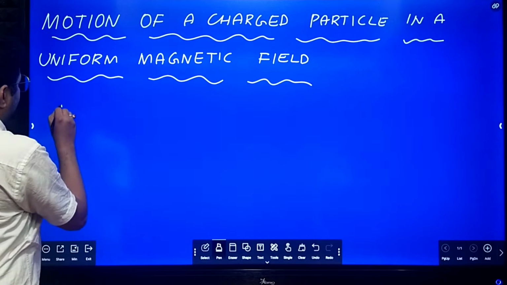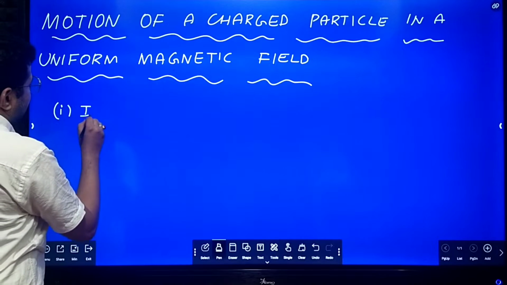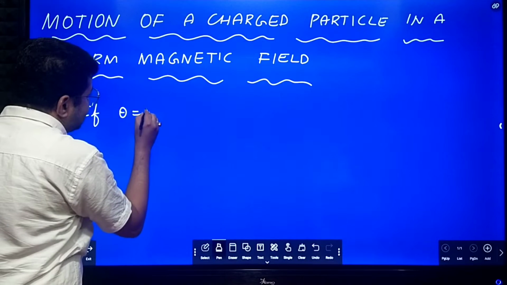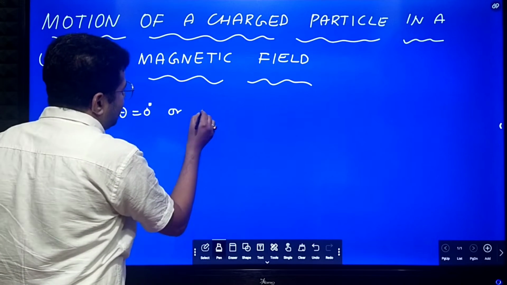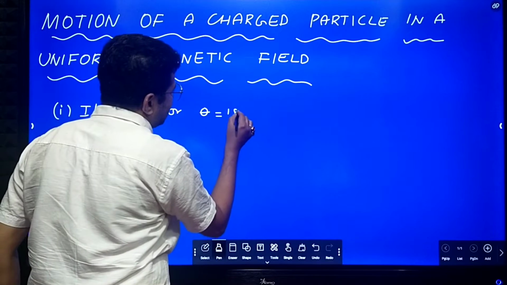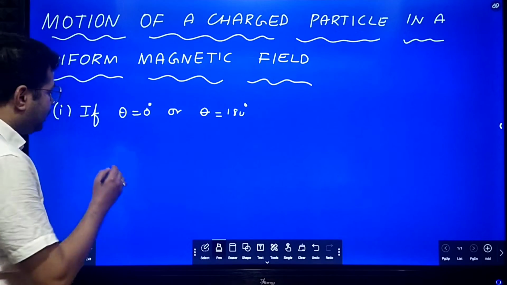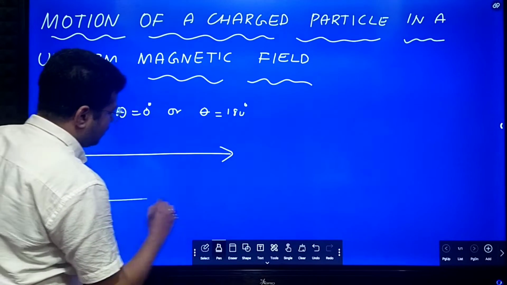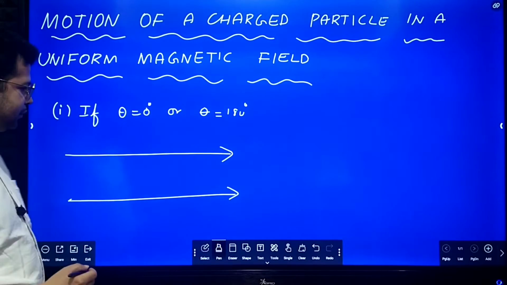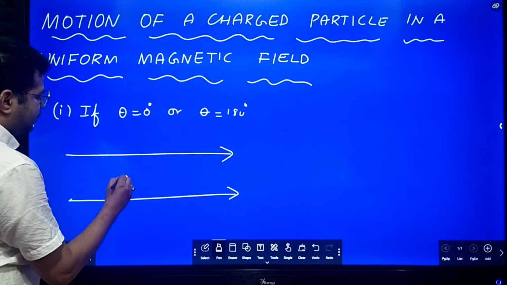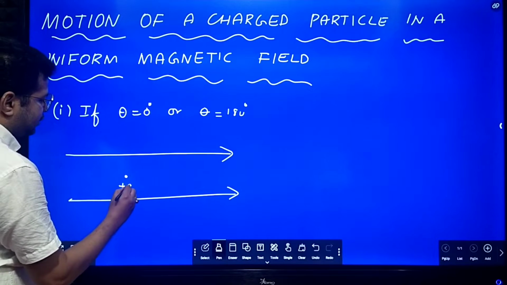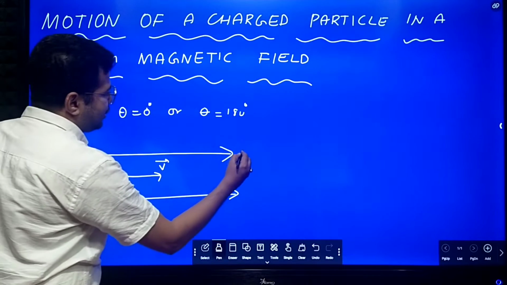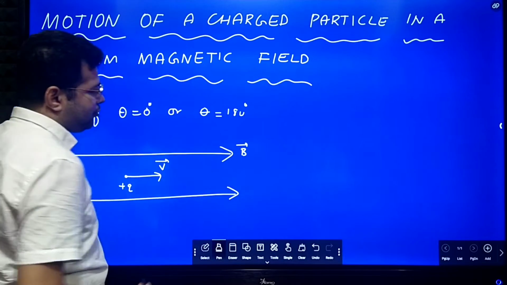If velocity of the charged particle makes an angle 0 degree or 180 degree with the direction of magnetic field. Now say here I consider some uniform magnetic field. There is some charged particle here, plus q is the charged particle. It is moving with the velocity in the direction of magnetic field.